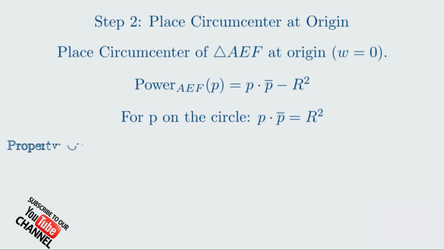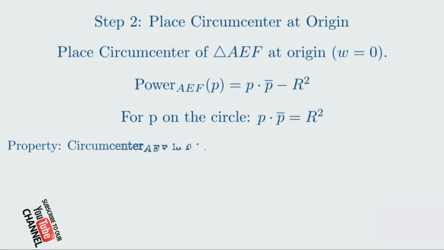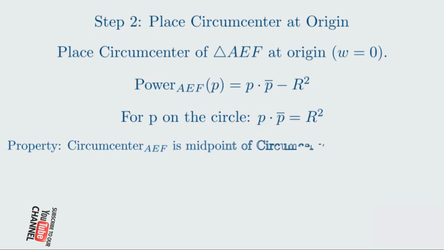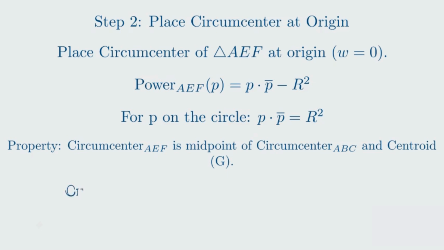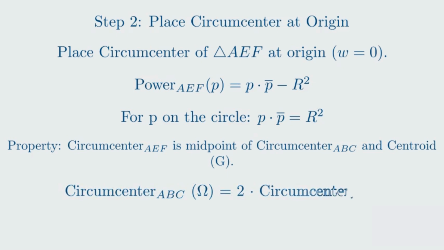A well-known property of triangles is that the circumcircle of AEF has a center that is the midpoint of the circumcenter of ABC and the centroid G. This property allows us to relate the geometry of the smaller triangle to the main triangle. The circumcenter of ABC is the point where the perpendicular bisectors of the sides meet. So, the complex number for the circumcenter of ABC, which we'll call omega circumcircle, is just 2 times the center of our AEF circle, since the AEF center is the midpoint.